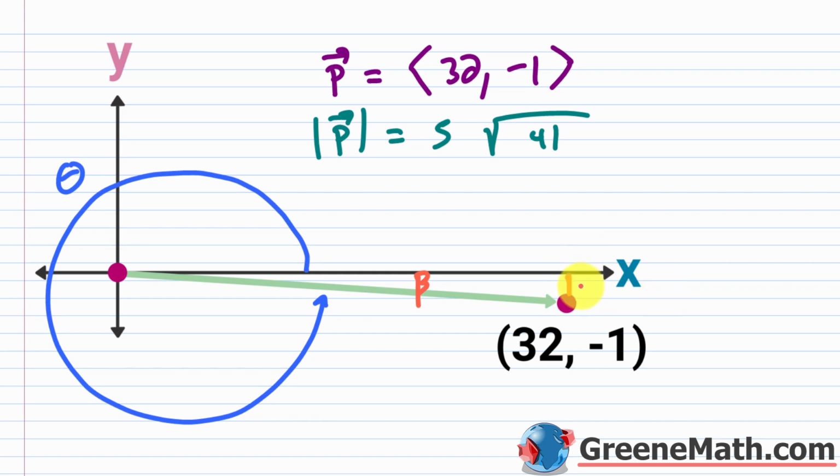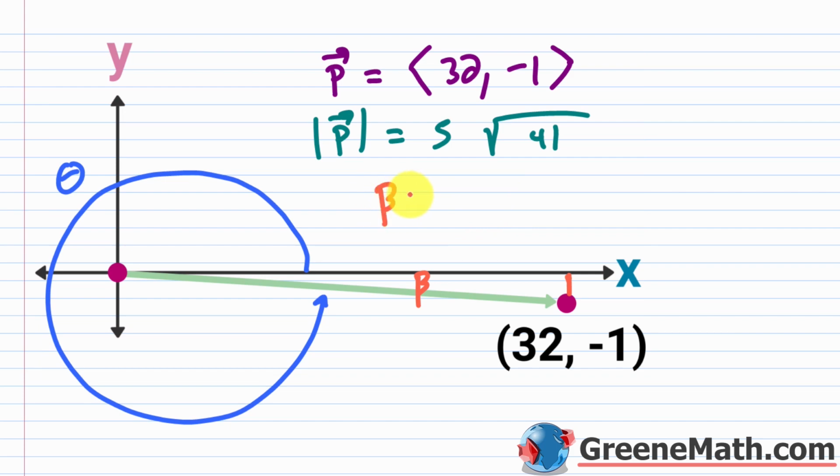And forget about the fact that this opposite here would be -1. I'm just going to say it's +1, okay? And then this guy right here, this adjacent, would be 32. So I'm just going to say that the tangent of beta is equal to, again, I'm just working with positive numbers here, 1 over 32. And so the inverse tangent function would be used.